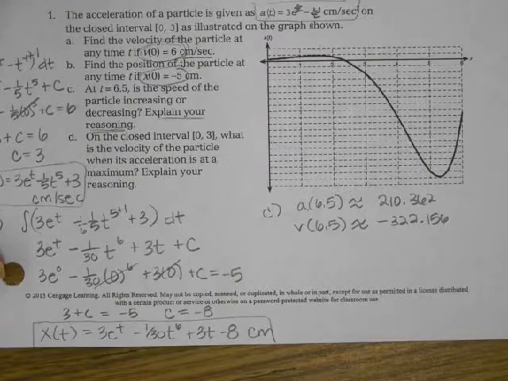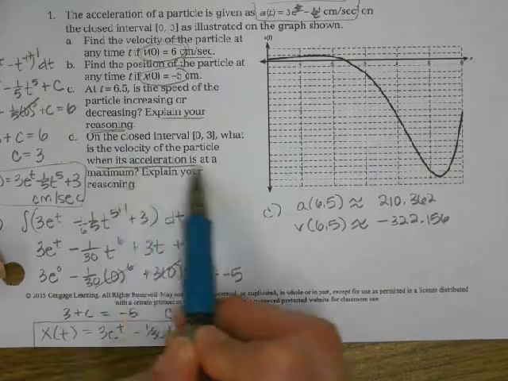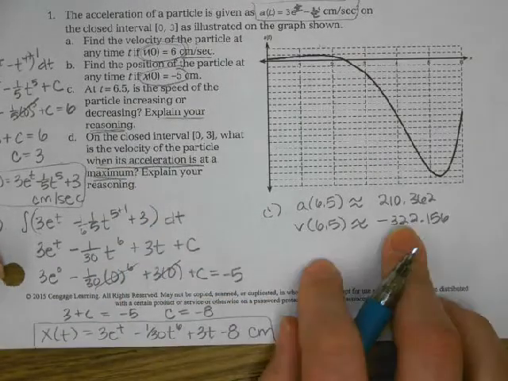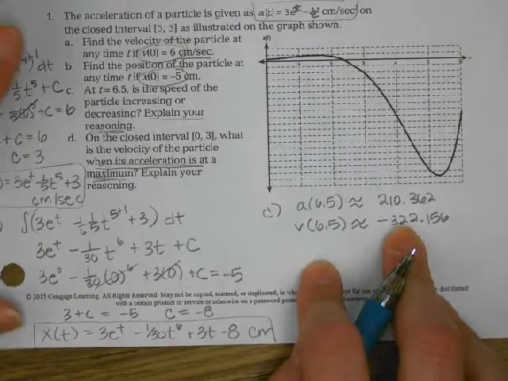All right, for D, on the closed interval from 0 to 3, what is the velocity of the particle when its acceleration is at a maximum? So acceleration is at a maximum. So with that, I knew that I needed to look at my acceleration function, and to find the maximum of my acceleration function, I needed to take its derivative.